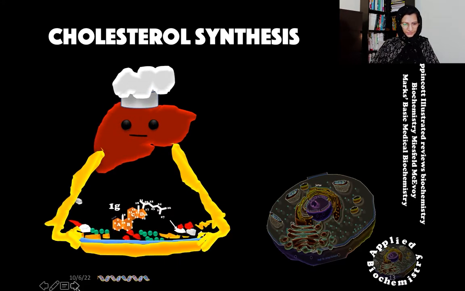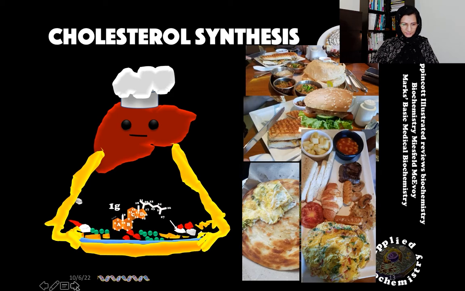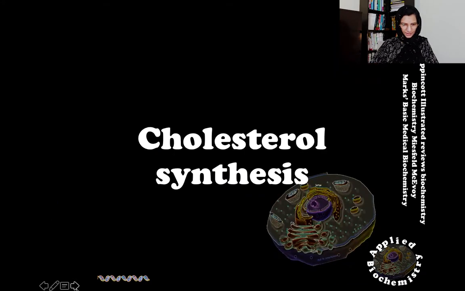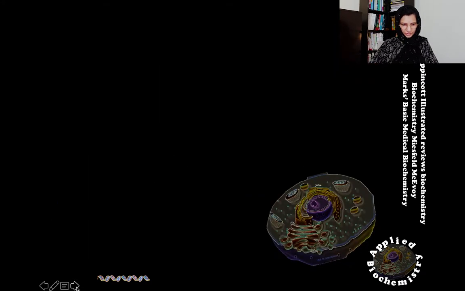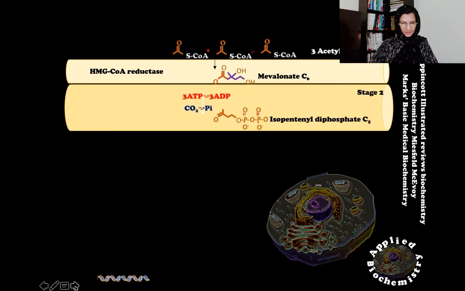So, cholesterol synthesis: around 1 gram of cholesterol is synthesized in the liver, whereas 0.3 grams is obtained from the diet. Now coming to the steps of cholesterol synthesis. It consists of 3 stages. In stage 1, 3 acetyl CoA molecules condense to form HMG CoA, and HMG CoA is further converted to mevalonate in the presence of HMG CoA reductase.